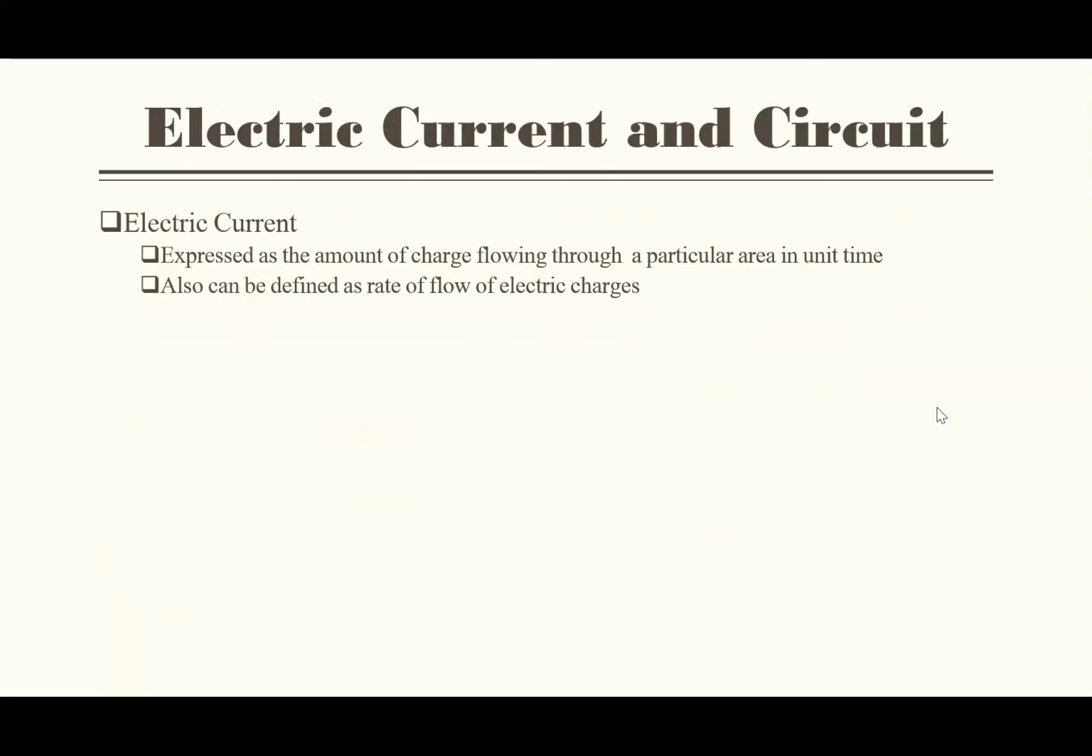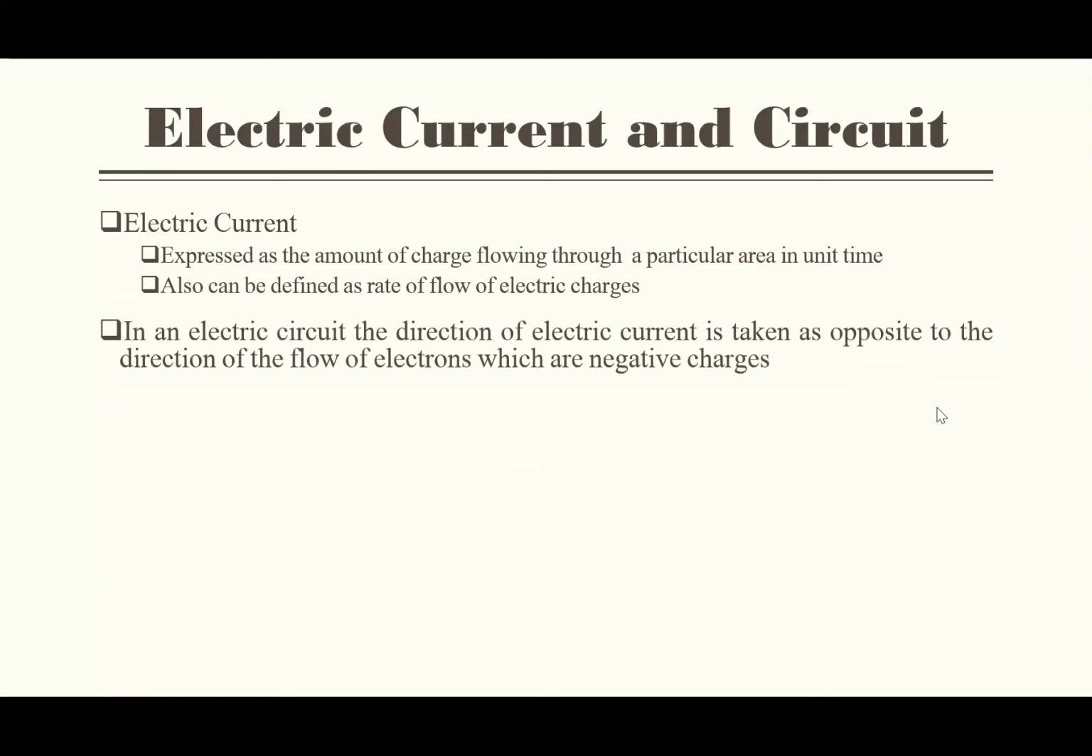Now, how can you define electric current? It can be expressed as the amount of charge flowing through a particular area in unit time, or you can define it also as the rate of flow of electric charges. Generally speaking, you will take the direction of electric current as opposite to the direction of flow of electrons, which are actually negative charges.